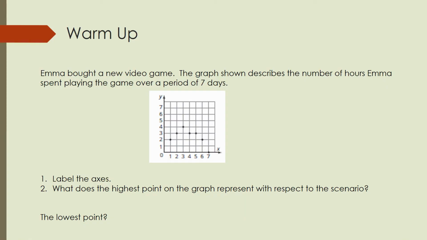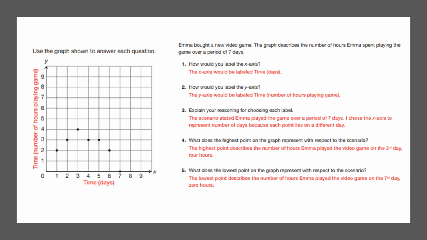Look at this problem right here. Emma bought a new video game. The graph shown describes the number of hours Emma spent playing over a period of 7 days. How would you label the axis? What does the highest point on the graph represent with respect to the scenario? What about the lowest point? What does it mean in respect to this scenario? Pause me and think about this.